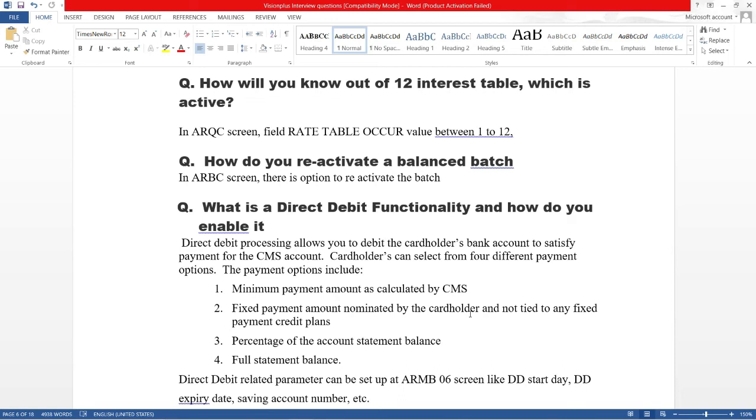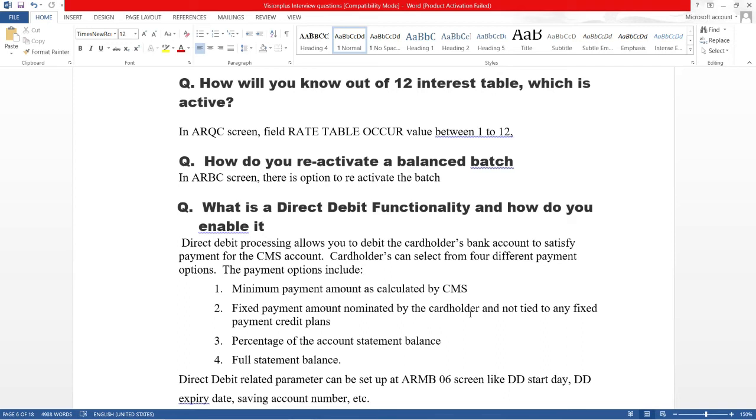Suppose I'm holding a bank credit card, maybe a Citibank credit card. At the same time, I'm also holding a Citibank savings account, so I can link my Citibank credit card to the savings bank account. And every month, maybe on the first or second, or based on our choice, the amount will be debited from my savings bank account to make the card payment automatically. So this is called direct debit functionality.